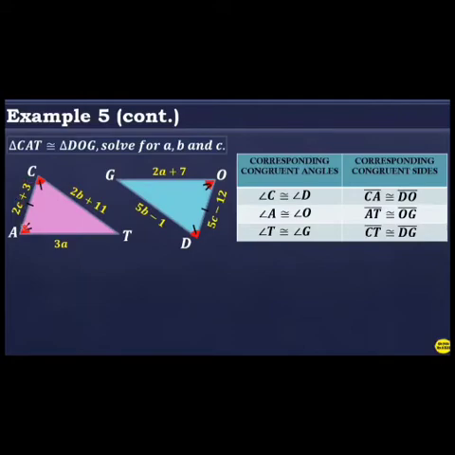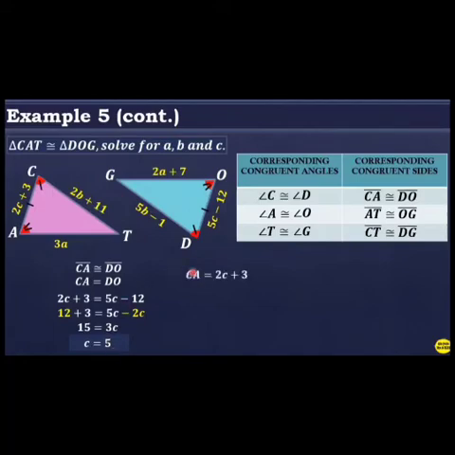For C, we have CA is congruent to DO, based on what we found earlier. Therefore, if they are congruent, they are equal. CA is 2C plus 3, and DO is 5C minus 12. Let us solve. We have 5C, transpose 2C, it becomes minus 2C. And 3, transpose it, it becomes plus 12. So, 12 plus 3, that is 15, is equal to 5 minus 2, that is 3C. Divide both sides by 3. 15 divided by 3, so we get C is equal to 5.